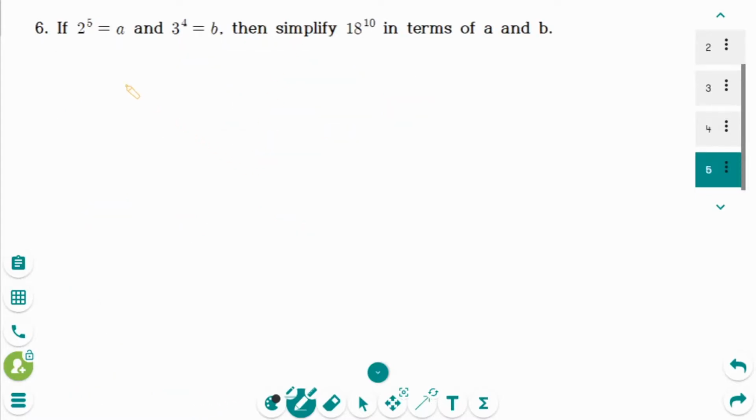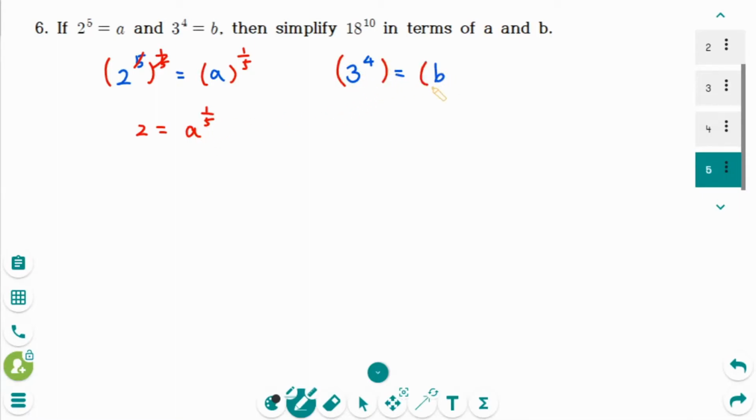Number 5, 2 to the power of 5 equals A, and 3 to the power of 4 equals B. Write the power of 1 over 5 on each side. So 2 equals A to the power of 1 over 5.